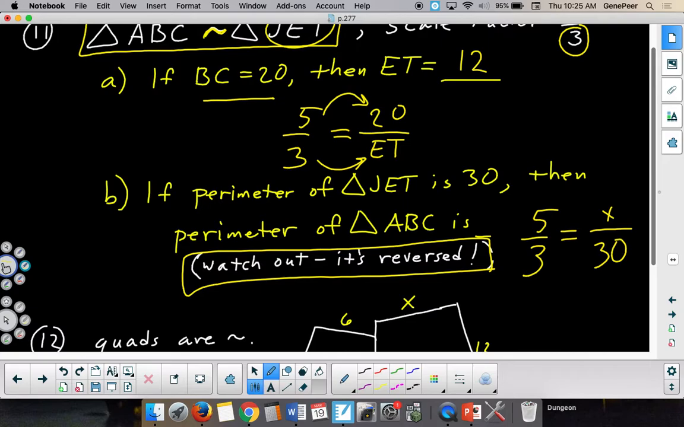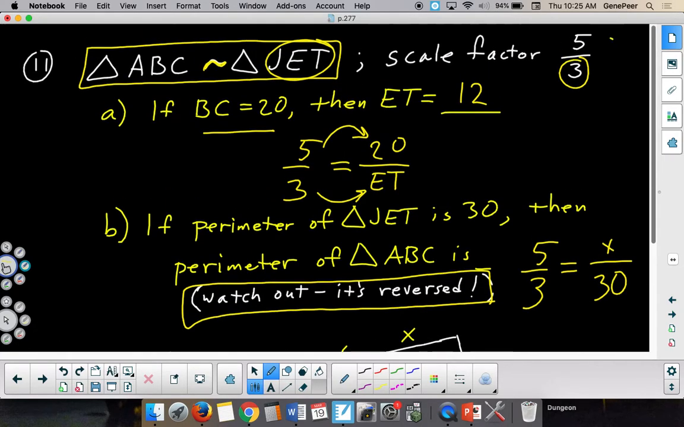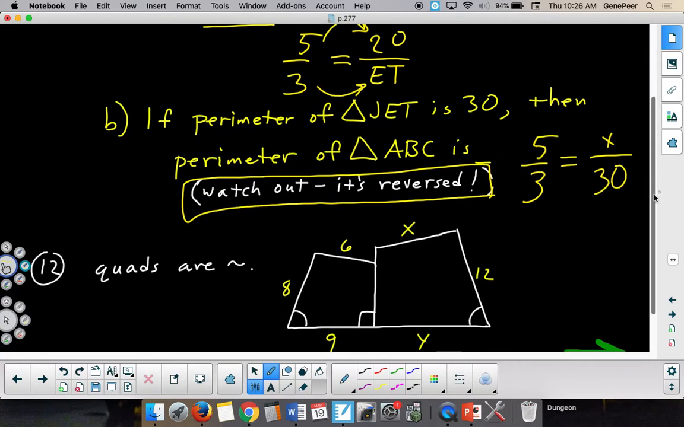Notice it's ABC, back up here again, ABC to JET. So I've got to put JET in the bottom. So JET is in the bottom. I'm looking for ABC. Again, third, fourth grade method works great. 3 times 10 is 30, so 5 times 10 is going to be 50. X is 50. The perimeter of ABC is 50. And just to make sure I don't make any silly mistakes, I'm looking at the answer in the book, and that is, of course, correct.